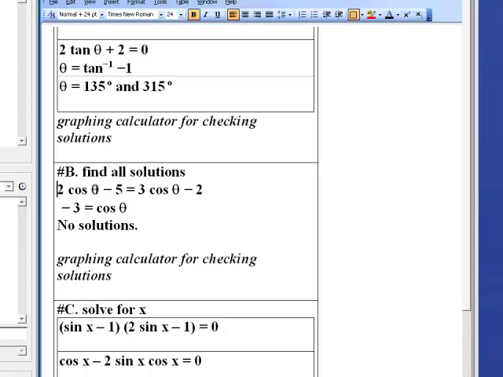That means when I graph the original left-hand side and the original right-hand side, I should get no intersections on the graphing calculator. So let's do that.